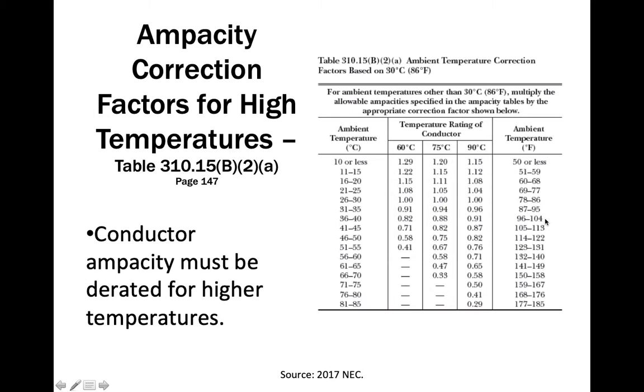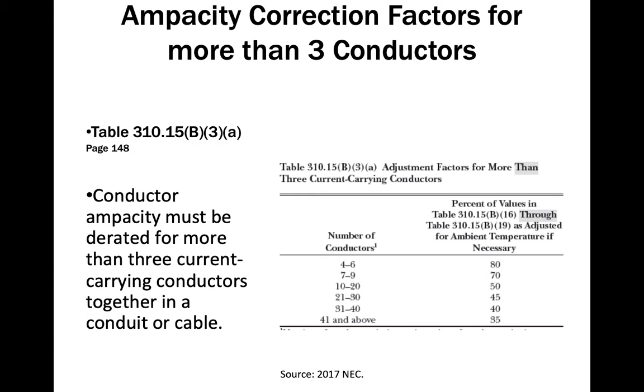Let's say I have 100 degrees Fahrenheit. Run my finger down the right-hand column to find 100 degrees Fahrenheit, which is between 96 and 104. Slide it to the left one column for the 90-degree insulation value. And my correction factor is 0.91. So I'm either going to multiply or divide by 0.91 to either derate a conductor or to increase the ampacity need by dividing. More on that in just a second.